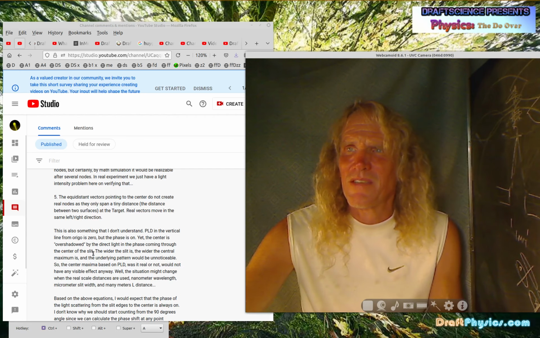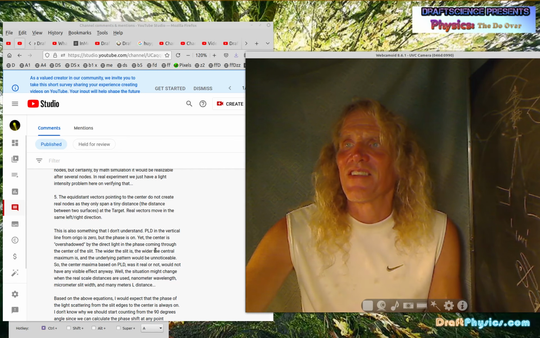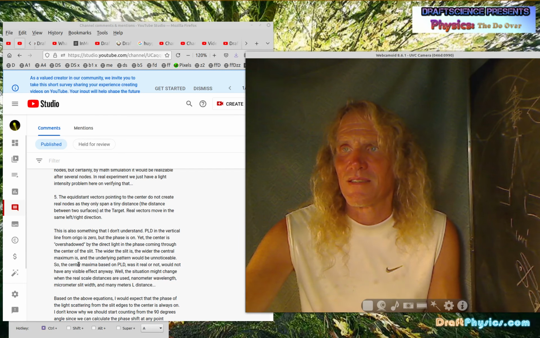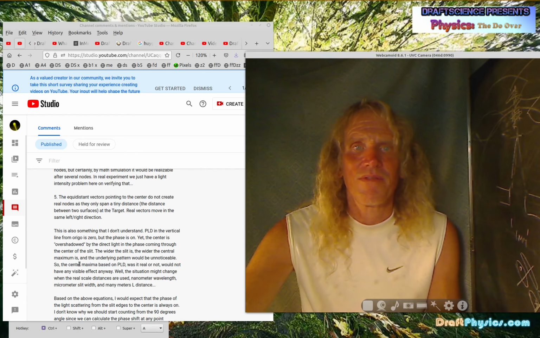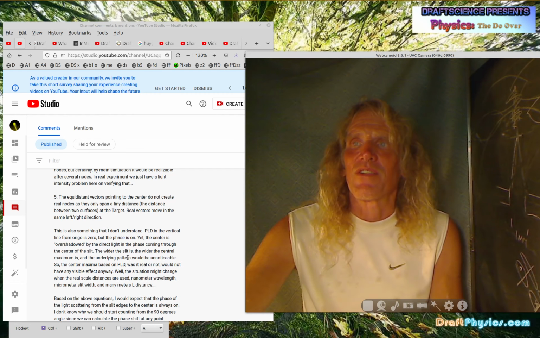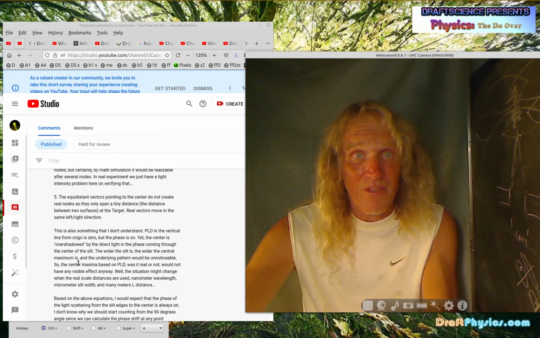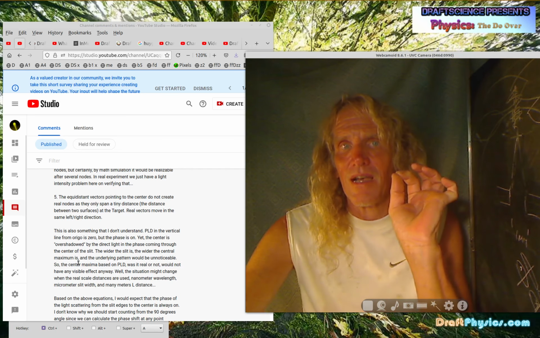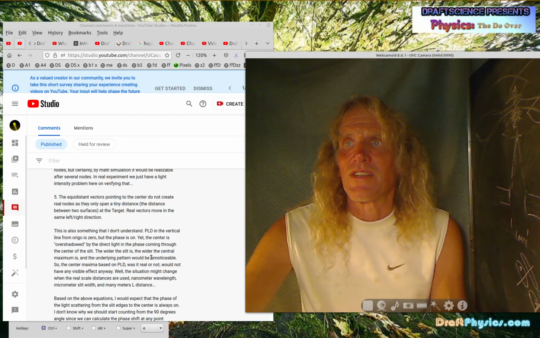I mean, people should be able to pick this up. Yet the center is overshadowed by the direct light in the phase coming through the center of the slit. "The wider the slit is, the wider the central maxima is." Well, that's just wrong. So you're way off there. Way, way, way off. That's just so backward. The wider the slit is, the more laser light going straight through. So the very center is not bigger, it's brighter. Okay? Big difference. It doesn't get any wider.